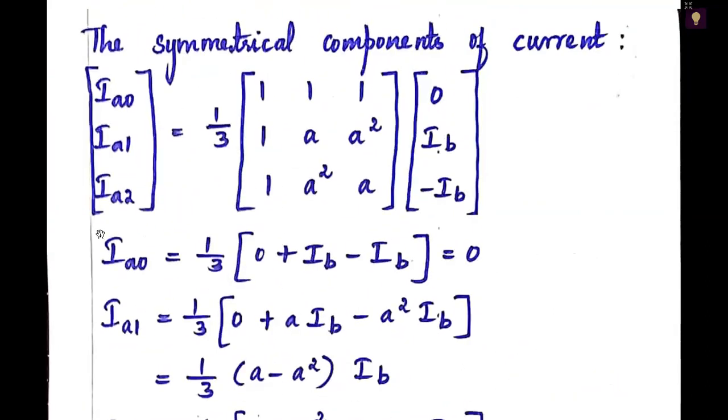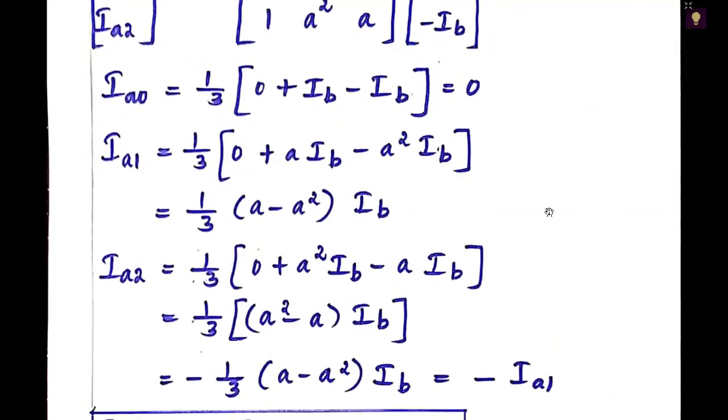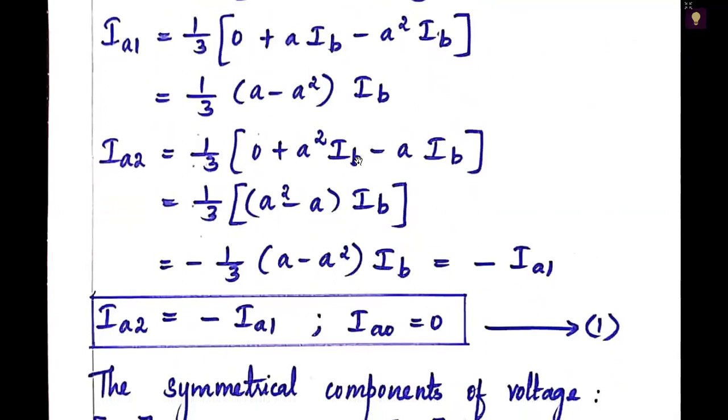Now expand IA2. IA2 is equal to 1 by 3 into 0 plus A square IB minus A IB. Again IB is common. We take IB outside, A square minus A. Since we have to arrive at the relation between IA1 and IA2, we write A square minus A as minus of A minus A square. So IA2 becomes minus 1 by 3 into A minus A square into IB, which is equal to minus IA1.